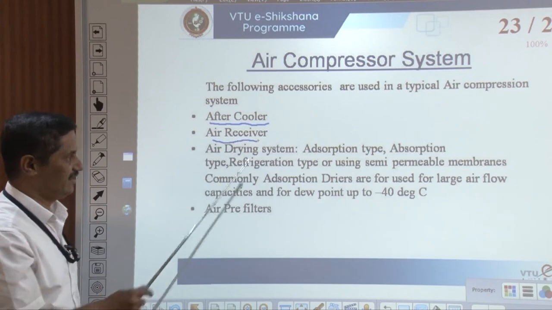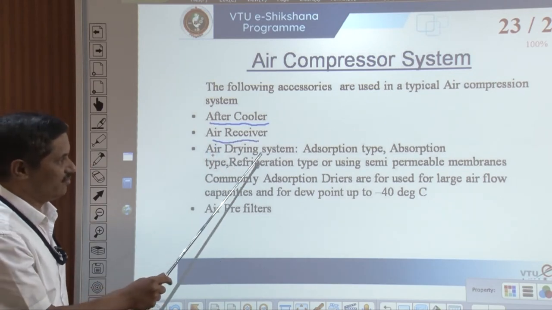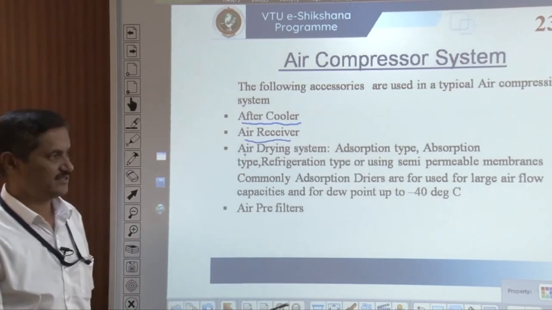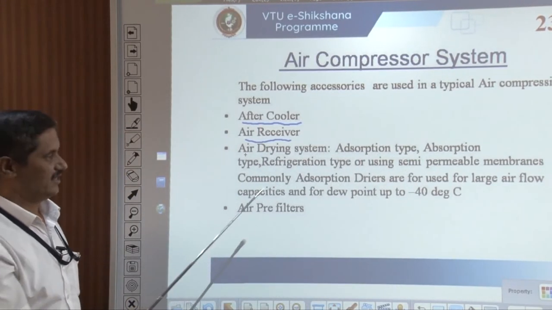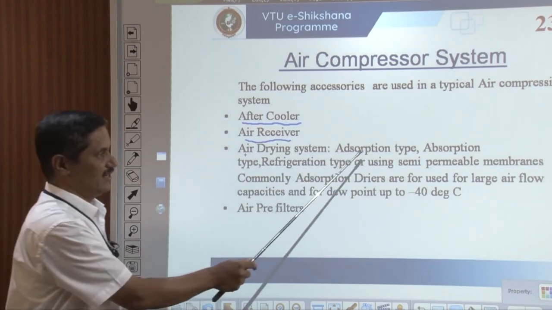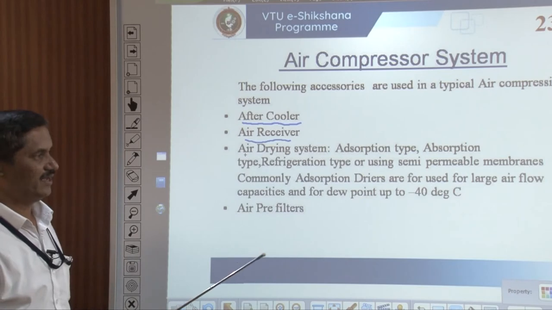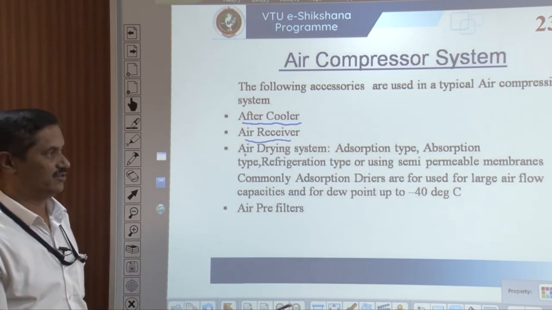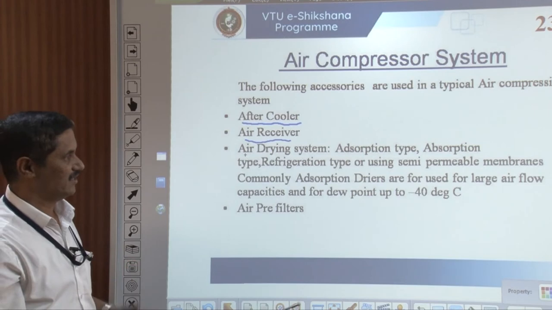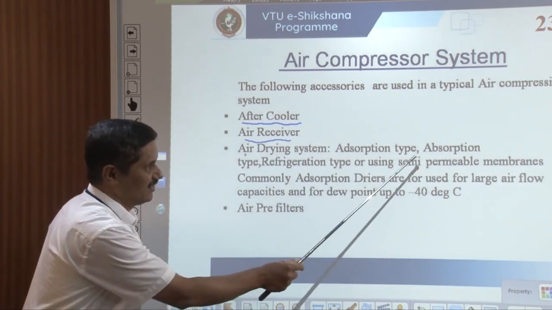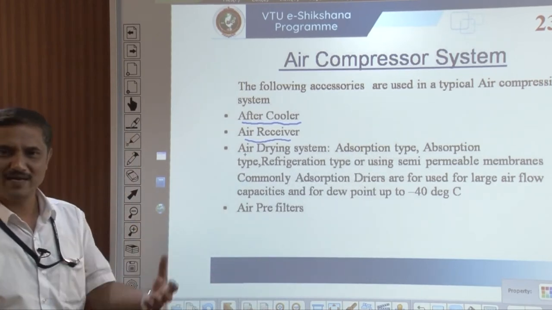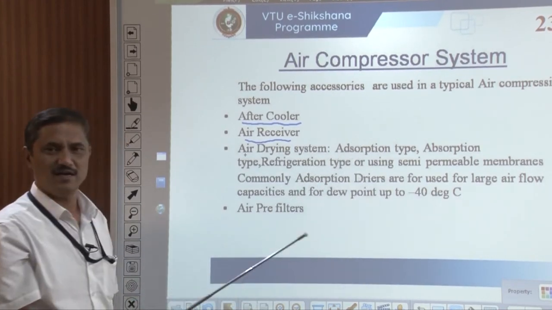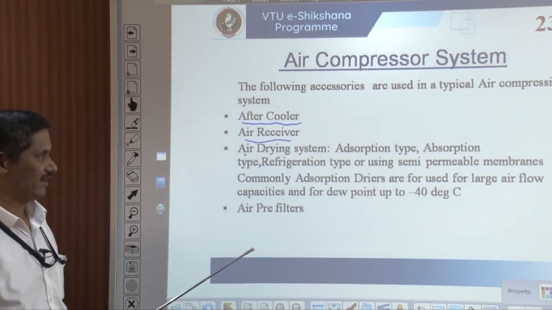Next is the air receiver, and then you can have an air drying unit, an air drying system. In the air drying system, we have adsorption type dryers, absorption type dryers and refrigeration type dryers. So there are three different types of dryers available in the market, and the appropriate type has to be selected before we use it for the application. In the pharma segment, they use refrigeration along with adsorption type. Many types in combination can also be used in certain places, or you can choose any one of these depending upon the quality of air required.